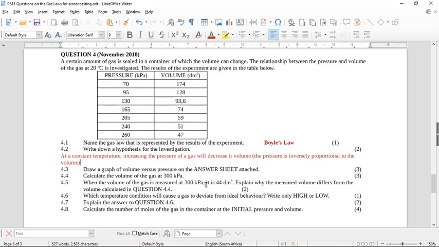Now it says calculate the volume of the gas at 300 kilopascals. So we don't have 300 kilopascals in here, but we've got plenty of pressure and volume readings.